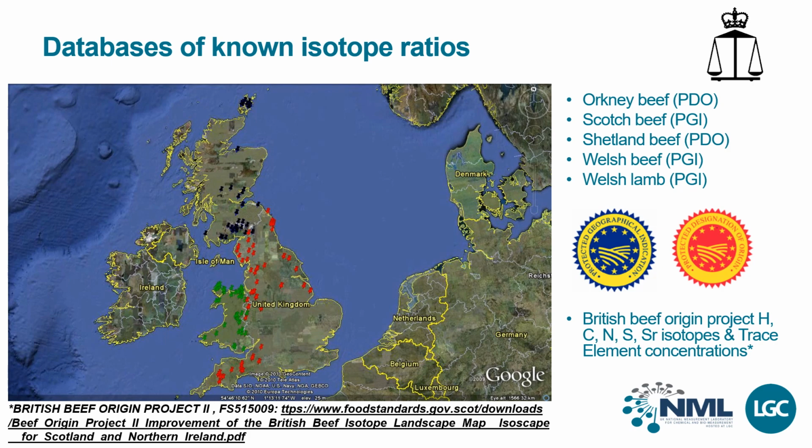The map pin locations show the locations of the farms where the cattle were reared. Samples of beef were collected and locations confirmed using information from cattle passports. These were subsequently used to populate the database with stable isotope and trace element data.